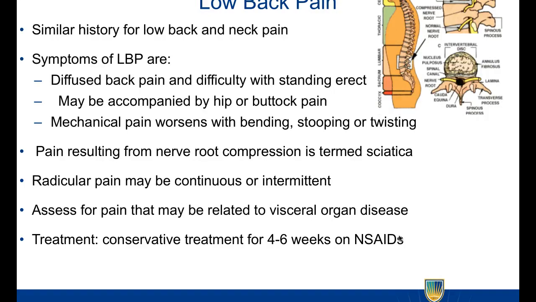Low back pain. The history for low back pain is the same as that for neck pain, which was discussed previously, but tailored to the back and legs. Symptoms of low back pain are typically exhibited by diffuse back pain and difficulty with standing erect. Back pain may be accompanied by hip or buttock pain. Pain that is mechanical in nature worsens with activities such as bending, stooping, or twisting, and improves with rest. Stiffness is common.